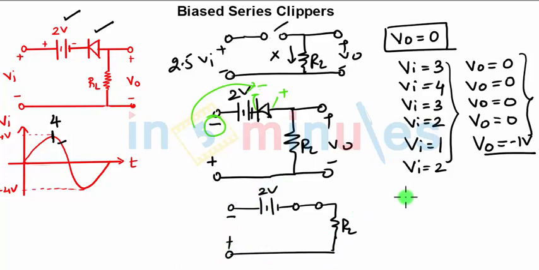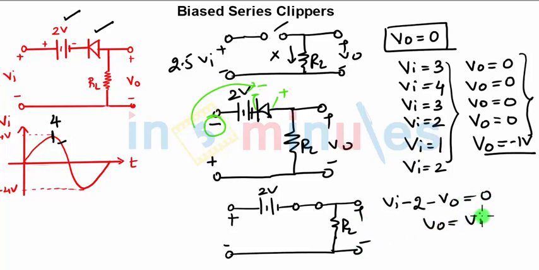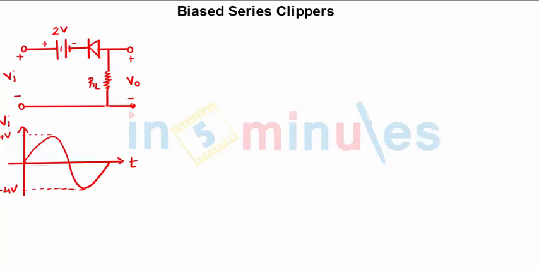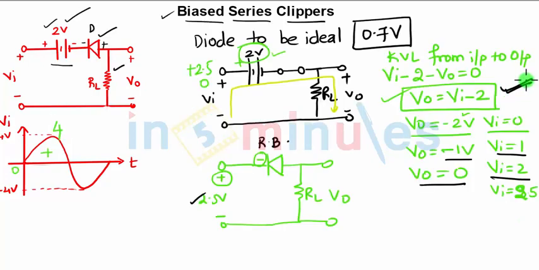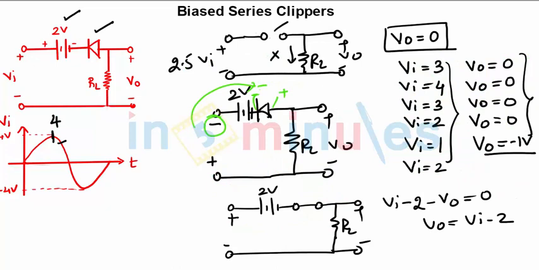So when you apply KVL over here, the equation will be minus VI, or you can consider the same direction as in the positive half cycle and take the value as negative. So for simplicity, consider the same direction, that is plus minus over here. So it will be VI minus 2 minus VO equals 0, because the voltage across RL is plus minus VO. So again VO is VI minus 2. That is the equation you got in the previous case. The same equation we are getting in this case, VI minus 2.